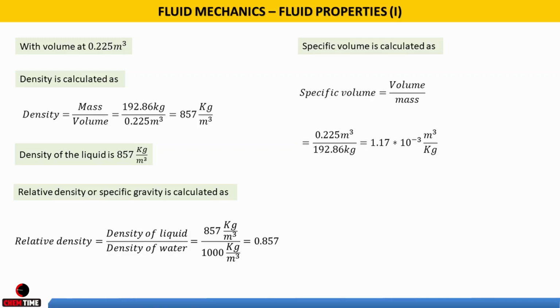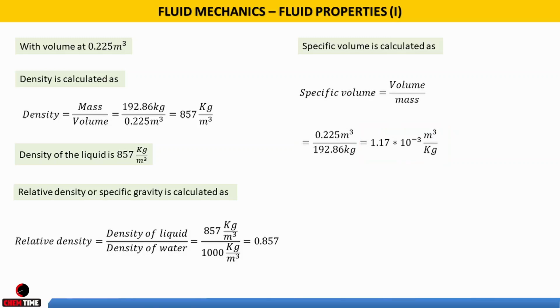Specific volume is calculated as volume per unit mass. Volume is 0.225 meter cube divided by mass, 192.86 kg, which gives rise to 1.17 into 10 power minus 3 meter cube per kg.